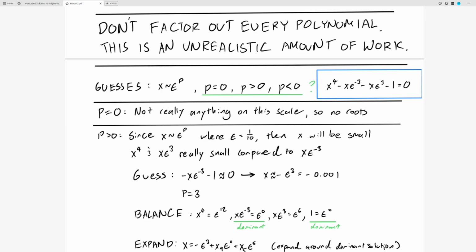There's not going to be really anything on the scale to compare, because the largest term is going to be way larger than anything else. So none of these terms will really cancel out. So there are no roots where p equals 0.